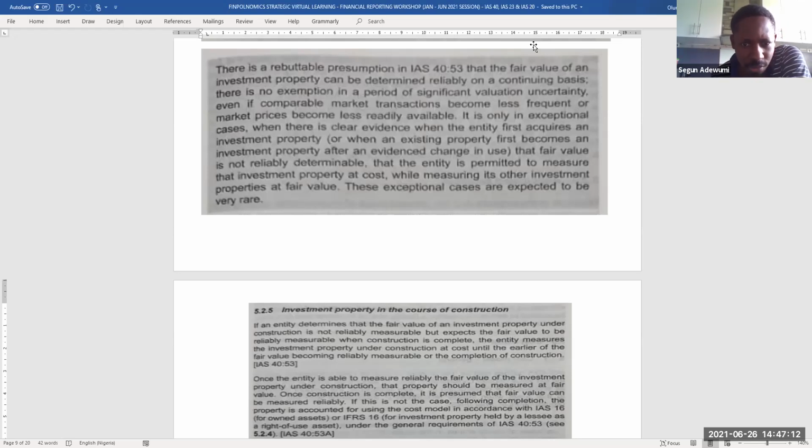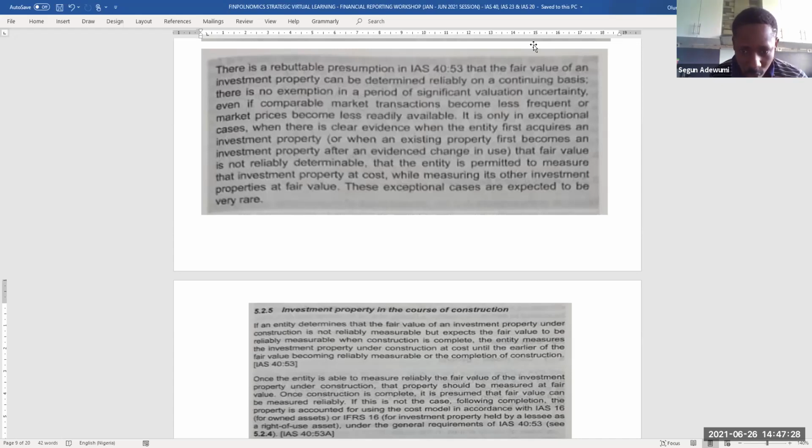That is not readily determinable, that the entity is permitted to measure the investment property at cost while measuring its other investment property at fair value. These exceptional cases are expected to be very rare.